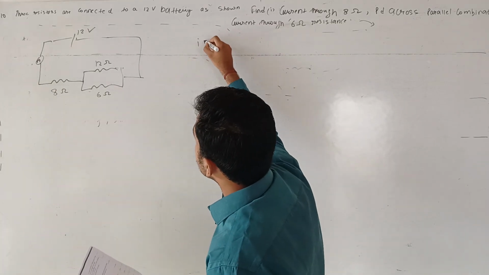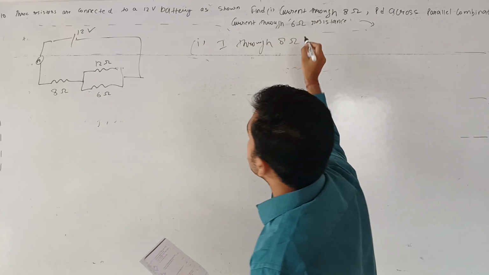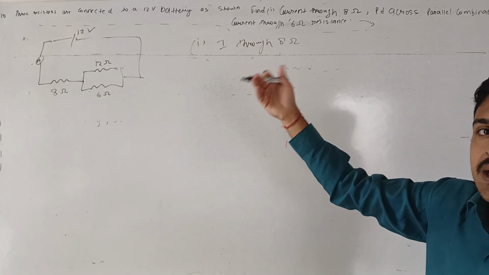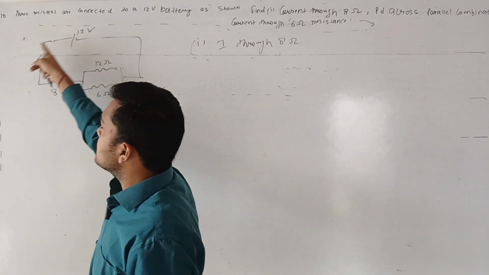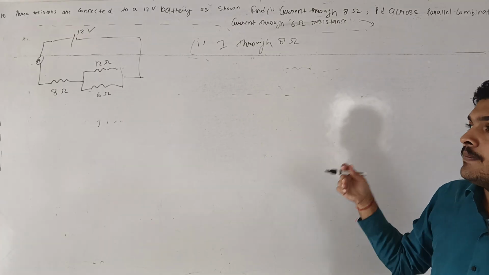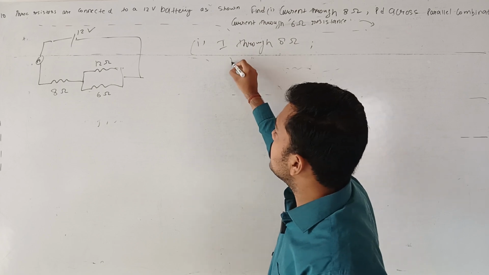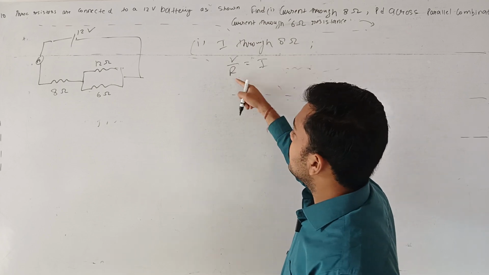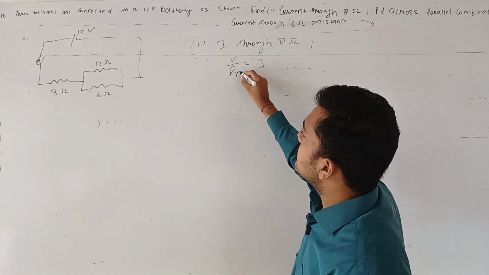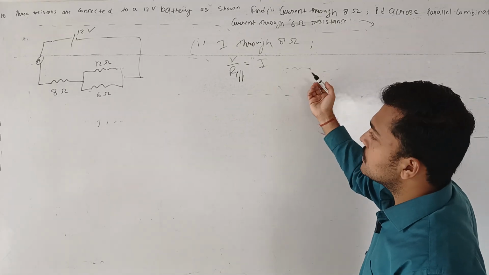First is current through 8 ohm resistance. So the current through the 8 ohm resistance is nothing but the total current in the circuit, because all the current which is coming, that same current is passing through the 8 ohm resistance. So we have to find the total current. We know V is equal to IR, so V upon R is equal to current, where V is the EMF of the cell and R is the effective resistance or total resistance. So we have to find the total resistance.